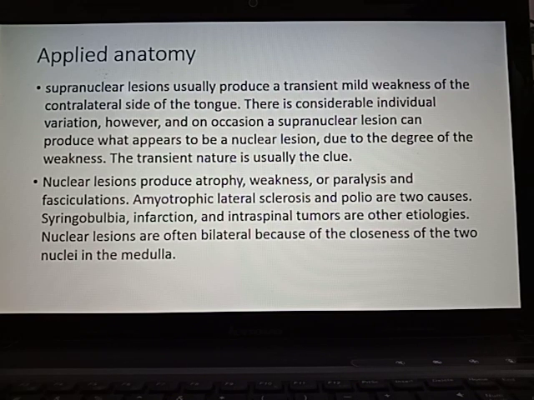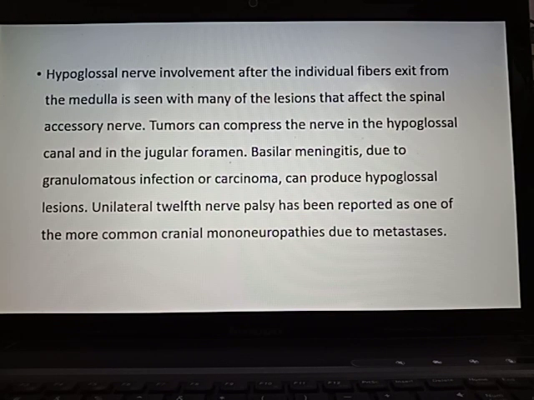Amyotrophic lateral sclerosis and polio are the two causes. Syringobulbia, infarction and intraspinal tumors are other etiologies. Nuclear lesions are often bilateral because of the closeness of the two nuclei in the medulla. And hypoglossal nerve involvement after the individual fibers exit from the medulla is seen with many of the lesions that affect the spinal accessory nerve.